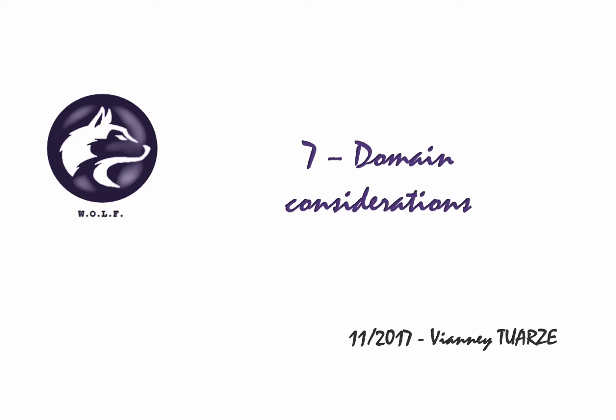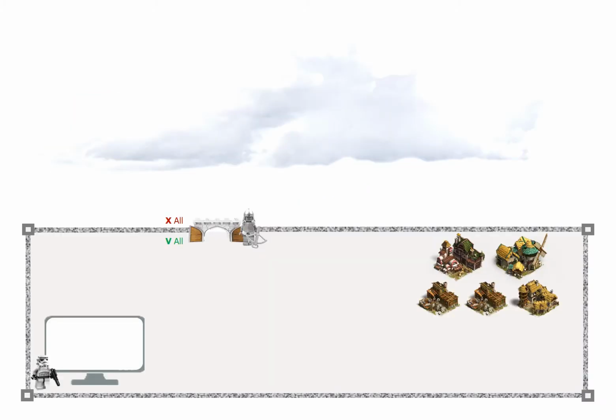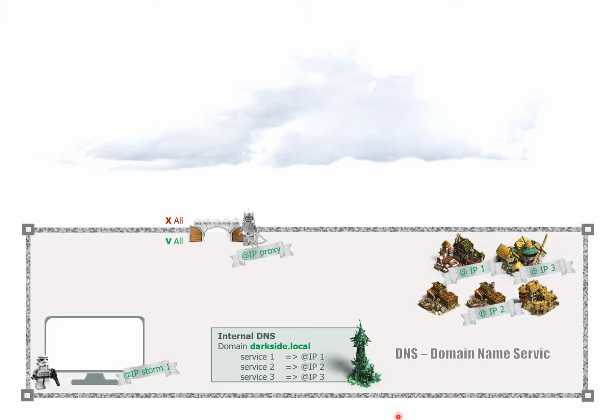Part 7, Domain Considerations. Please forgive me if this video seems a little too basic, but I think it's important to keep everyone on the same page about DNS. In computer engineering, everything communicates with IP addresses. You have an IP, every service has an IP, the proxy has an IP, and communication goes from IP to IP. But as a user, you don't want to remember IP addresses. You want to remember service names. This is the purpose of the DNS, the Domain Name Service.